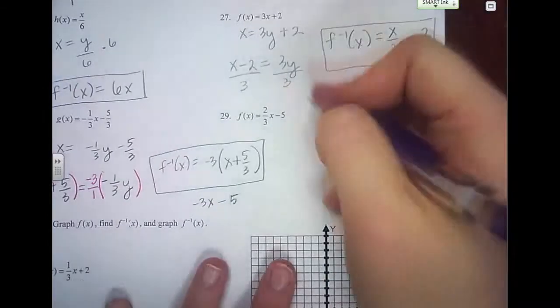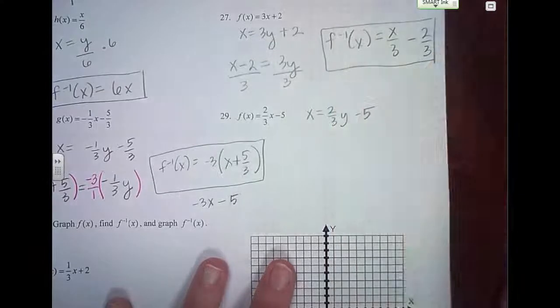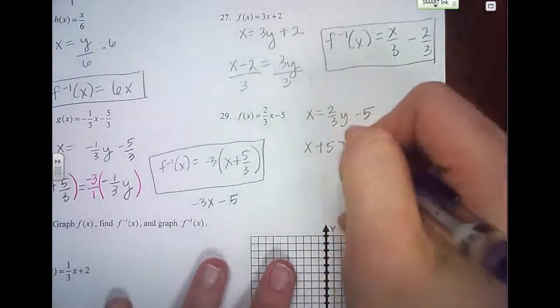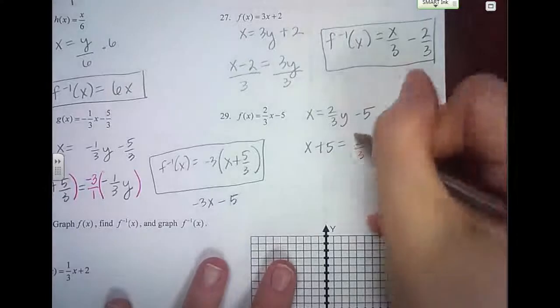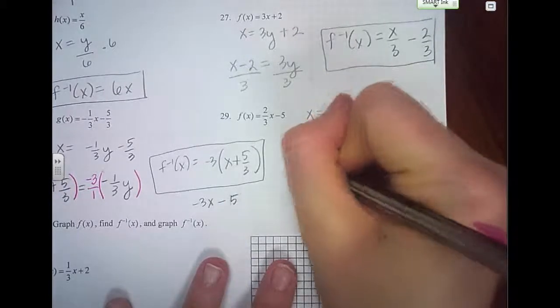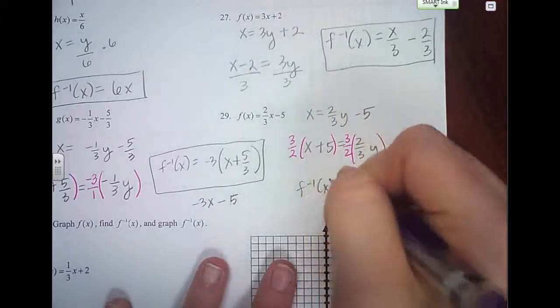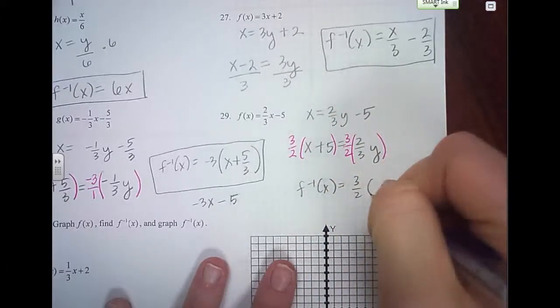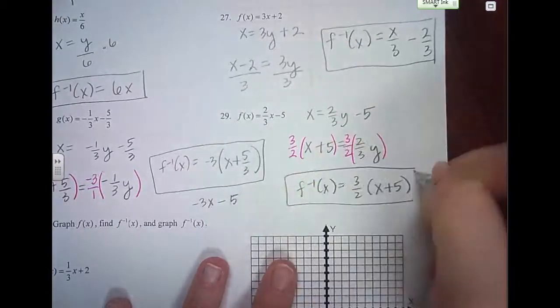Okay, 29, switch x and y, solve for y. So add 5, and again, multiply by the reciprocal. So I'm going to multiply by 3 over 2. So we get f inverse of x equals, and I'm going to just leave this one like that, 3 over 2 times x plus 5.